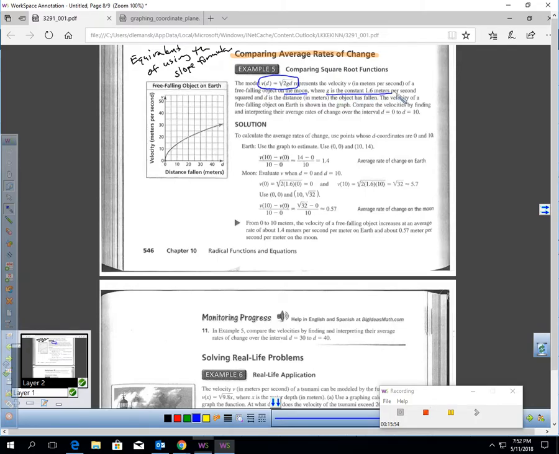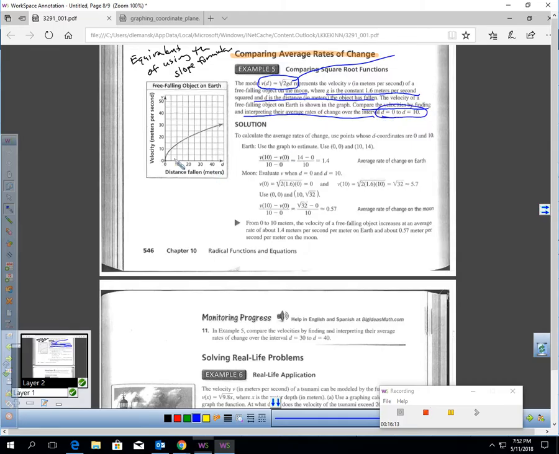G is the constant 1.6 meters per second, so I would just plug in 1.6 for G. And D is the distance the object has fallen. The velocity of a free-falling object on Earth is shown in the graph, and they want me to compare the velocities and interpret the rates of change from D equals 0 to 10.